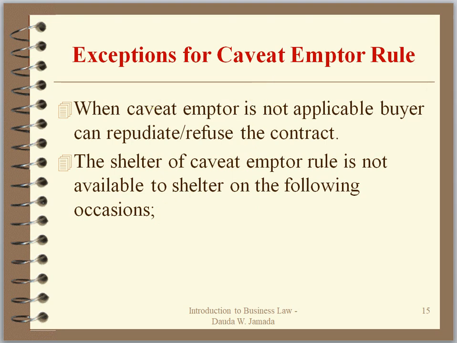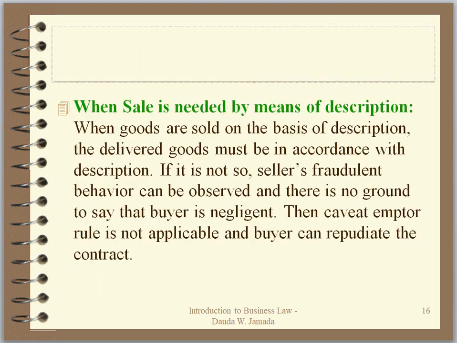What are some of these situations? Situation number one is when the sale is made by means of a description. When goods are sold on the basis of description, the delivered goods must be in accordance with the description. If it is not so, the seller's fraudulent behavior can be observed, and there is no ground to say that the buyer is negligent. Then the caveat emptor rule is not applicable and the buyer can repudiate the contract.